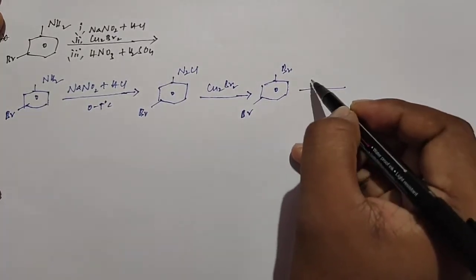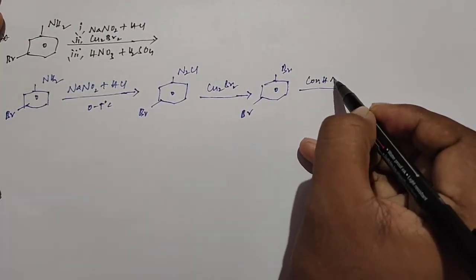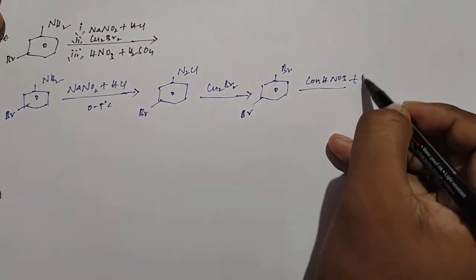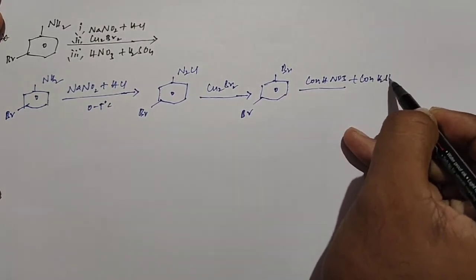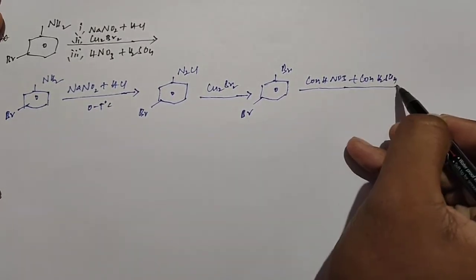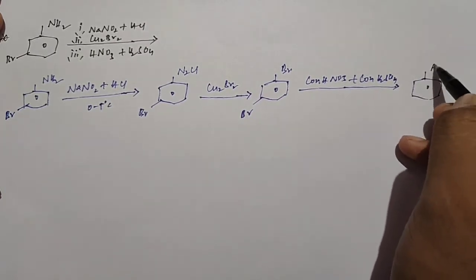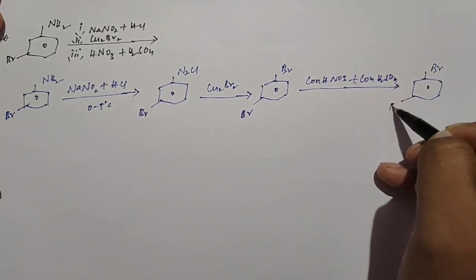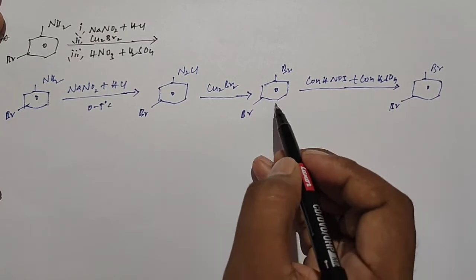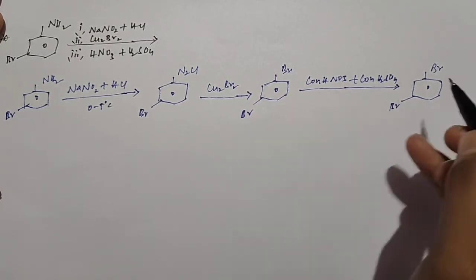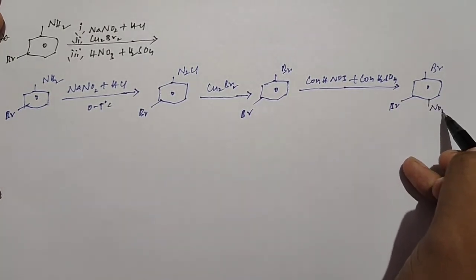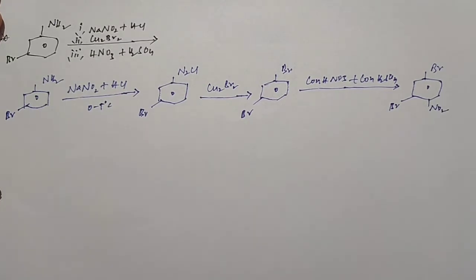After that it reacts with concentrated HNO3 and concentrated H2SO4, the nitration mixture. Then here we have two possibilities. So I just take this one. So the NO2 group can be substituted here. Okay. So this is the final product.